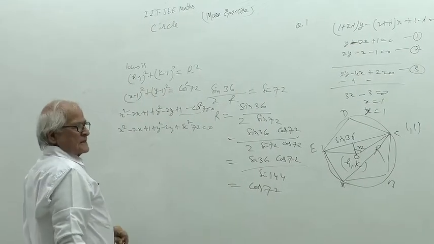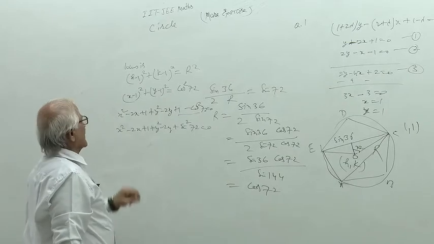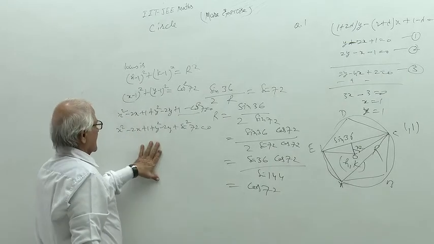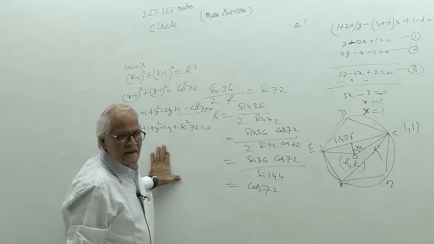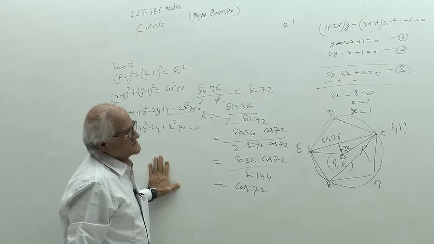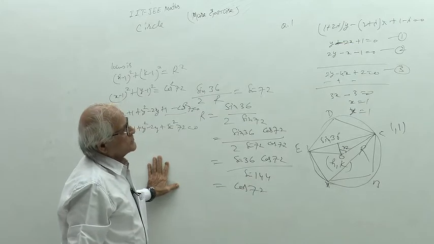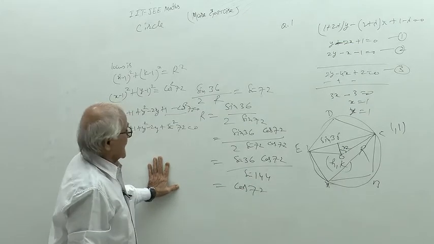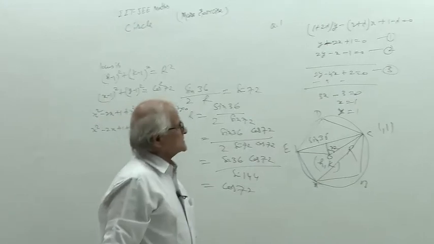Generalize this, replace HK by xy, we will have this. This is the required locus, what he asked us. This is the proof to question number 1. Now we come to question number 2.